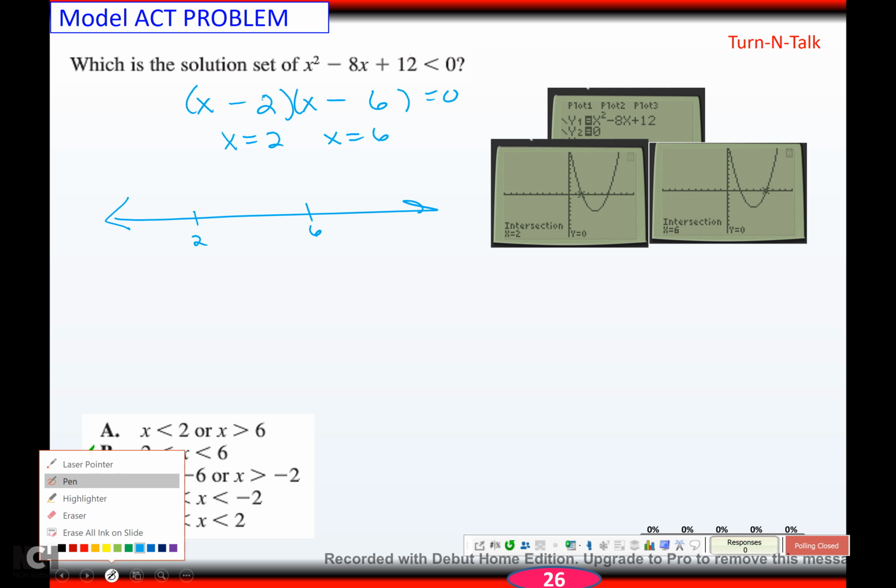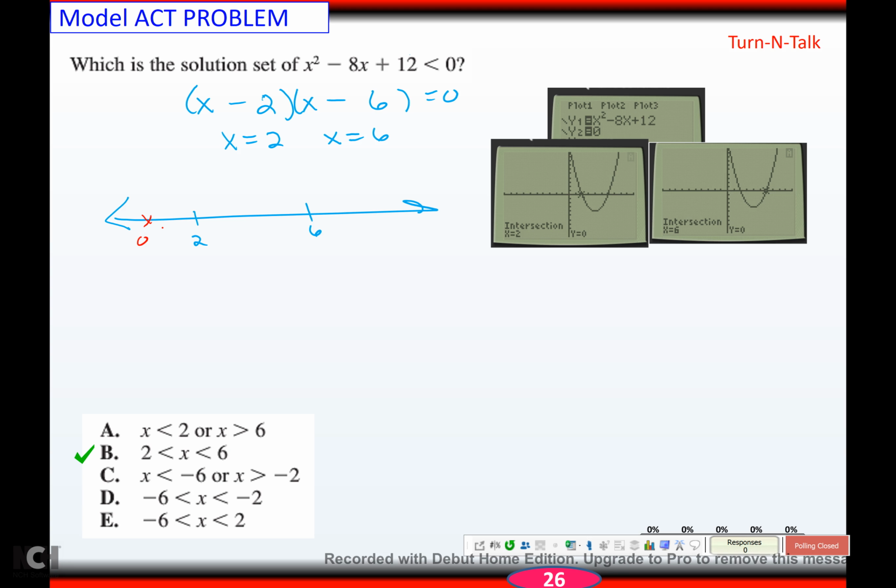Pick a section to test. I'm going to test 0 because it's easy. So I have 0 minus 2, 0 minus 6. That's a negative times a negative, which is a positive, which is not less than 0. So this is false, which means this is true, and this is false. No bar, open circles. And that says that my solutions are between 2 and 6.